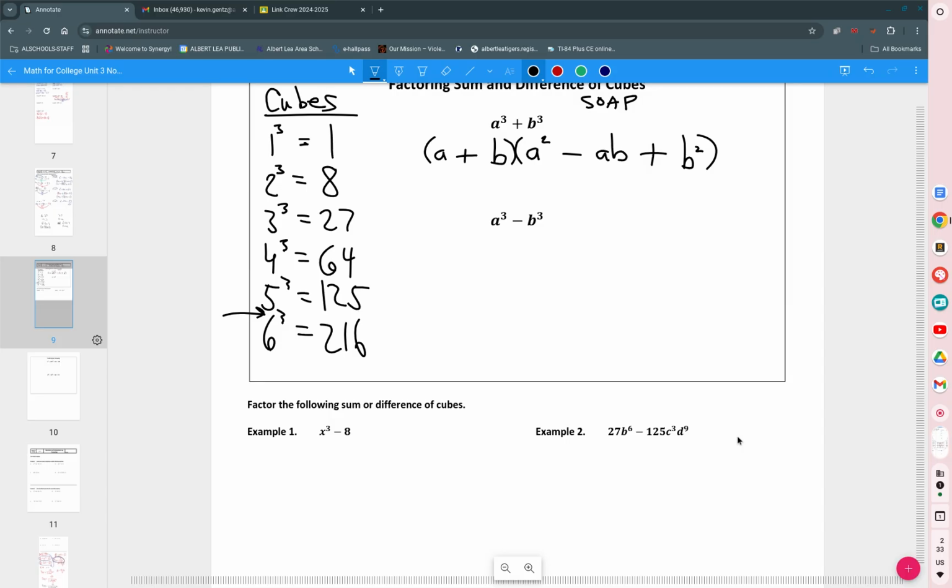If it's subtraction, it's the same thing. It's a and b. It's a squared and b squared. It's ab in the middle. It's exactly the same. The only thing that changes is the sign. And you can still use this acronym SOAP. Same sign, so the subtraction. Opposite sign, so addition. And then always positive. And that's how the factoring goes.